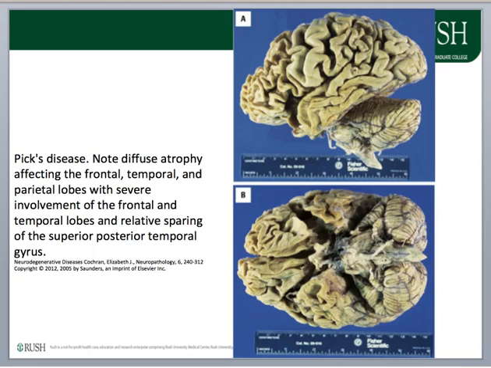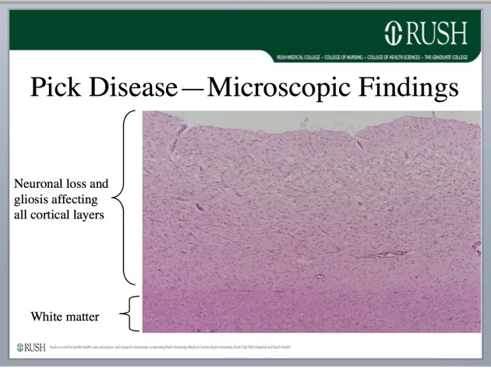So whole brain images here of the lateral and ventral aspects show diffuse severe atrophy affecting the frontal and temporal lobes, as well as the parietal lobe. You can see this demonstrated on the ventral view as well. Note the severe bilateral atrophy, especially in the temporal and frontal lobes here. This is reflected histologically in this image with neuronal loss and gliosis affecting all cortical layers all the way down to the underlying subcortical white matter.